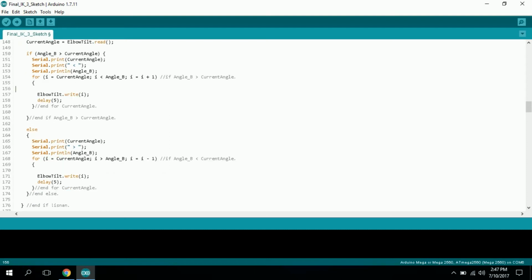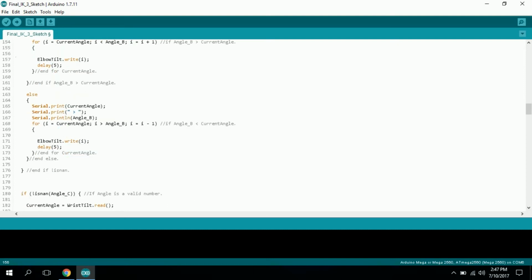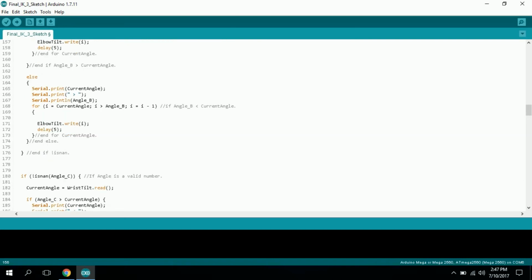Here's the else. Else, if angle B is less than current angle, I print the current angle and I print out a sign to show that it's less than, and then I step it through here also. So I goes up from the current angle up to angle B. So you got to decrement I so that it goes up, and then you just increment the elbow tilt slowly with a 5 millisecond delay.